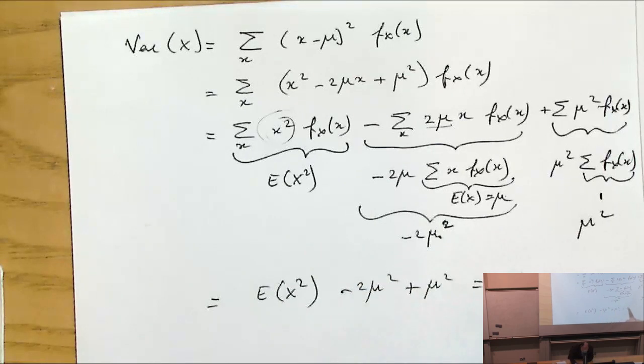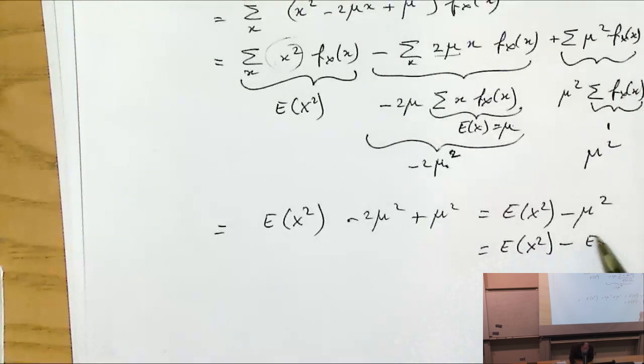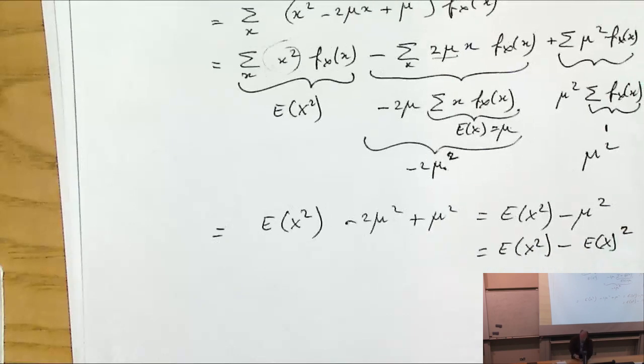That's the expectation of x squared minus mu squared, or in other words, the expectation of x squared minus the square of the expectation. Okay, the variance of a random variable x is equal to the expectation of x squared minus the square of the expectation.